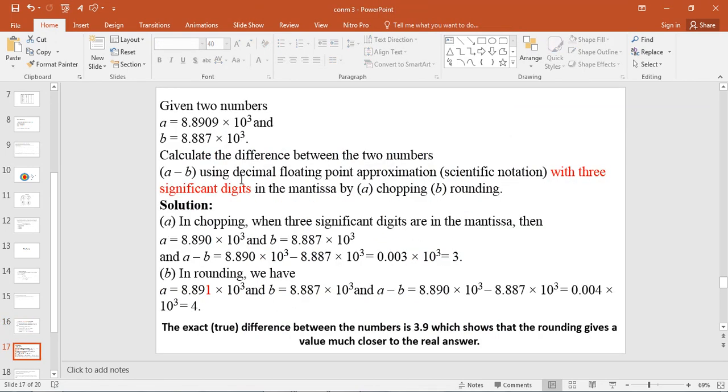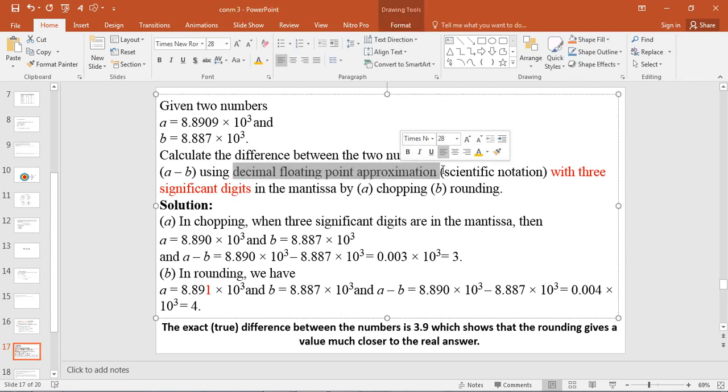Now let's see one more example. Given two numbers, a equals 8.890 divided by 3, and b over here. Now we need to calculate a minus b using the floating point representation, meaning I'm going to use the scientific notation, considering this with 3 significant digits. 3 significant digits means these 3 places. Over here it was 5, but I'm going to consider only the first 3.